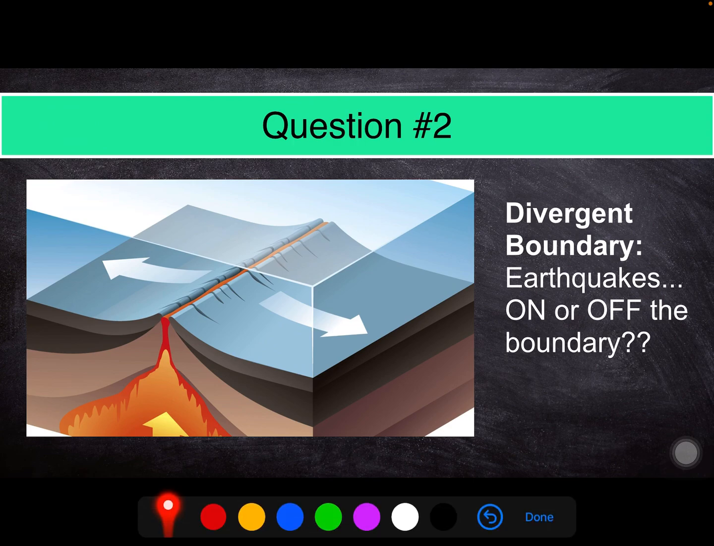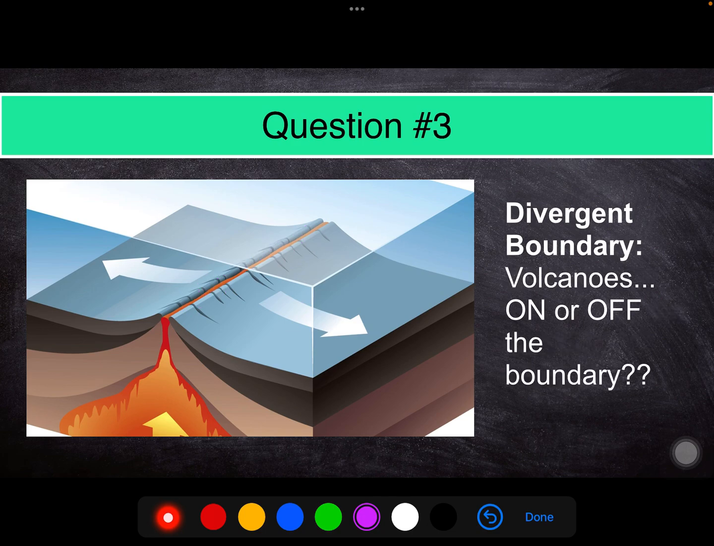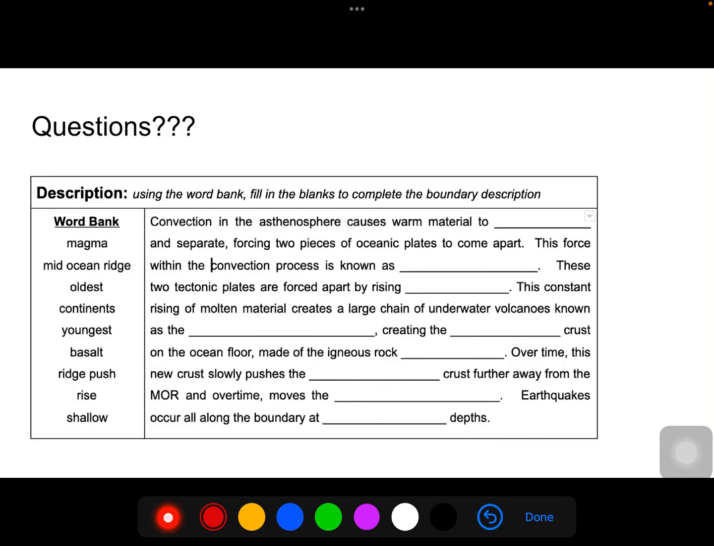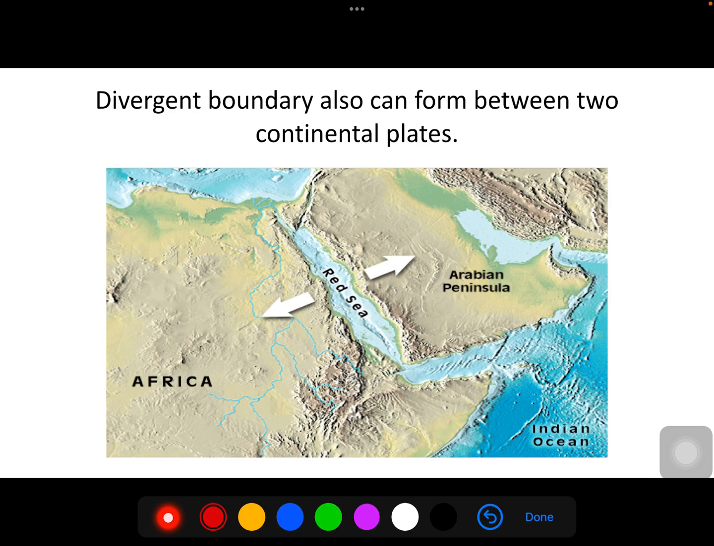Yesterday when we talked about divergent boundaries, we talked about the earthquakes and how the earthquakes would occur right at the boundary, right on the boundary. And also, the volcanoes are going to occur at this boundary as well, right in this area here, right in the middle of the plate boundaries. So just kind of a review there. One thing we didn't really get a chance to talk about is what if this happens on land?